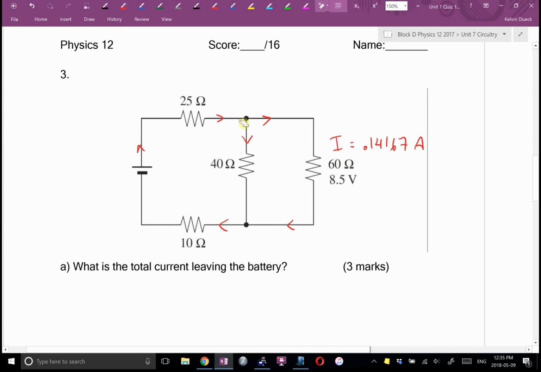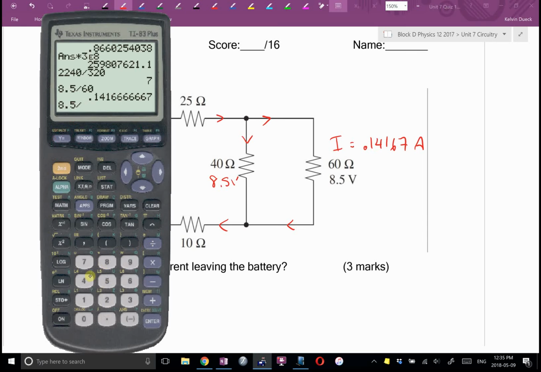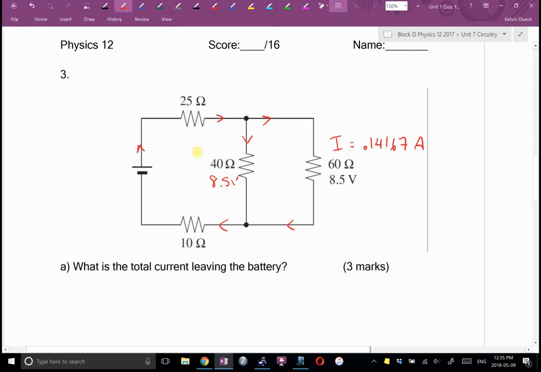Also, how many volts from here to here? This has to be 8.5 volts, which means the current flowing through that one is going to be 8.5 divided by 40, 0.2125. And I'm pretty near home, because now, what's the current flowing in this 10? What's the current flowing in this 25? What's the current flowing through the battery? I think it's going to be those 2 combining right there.